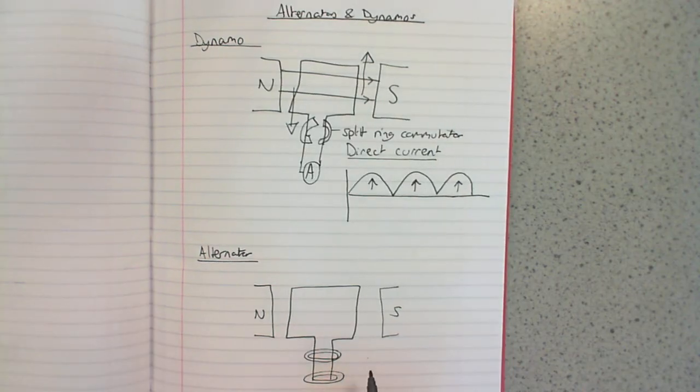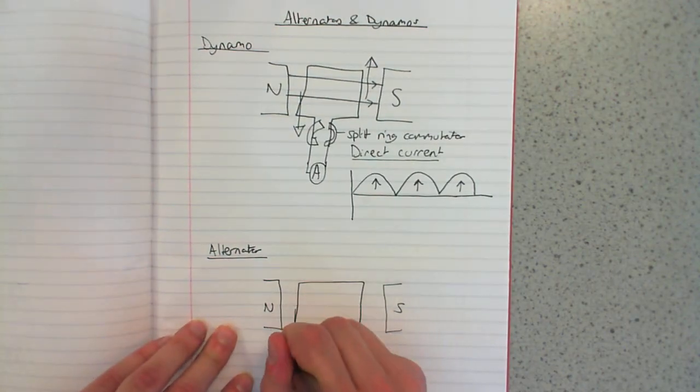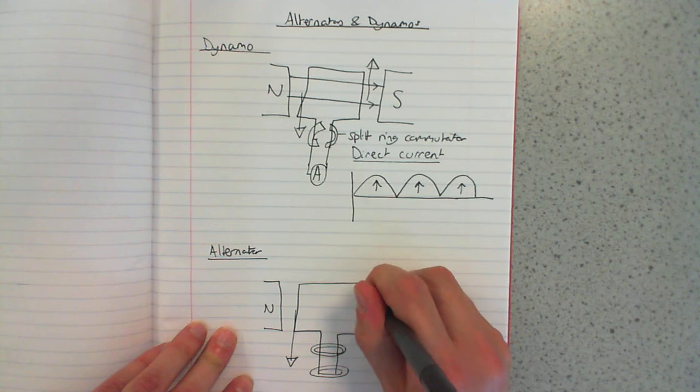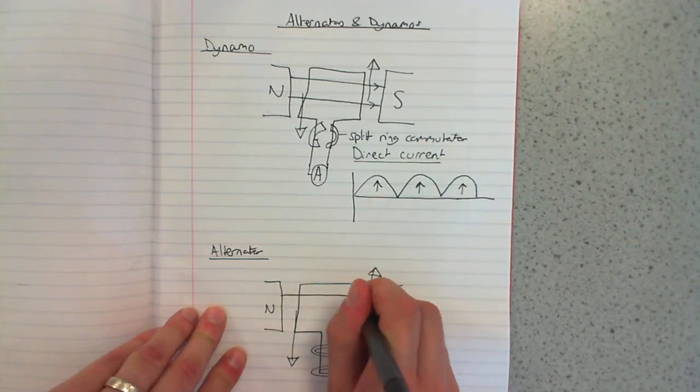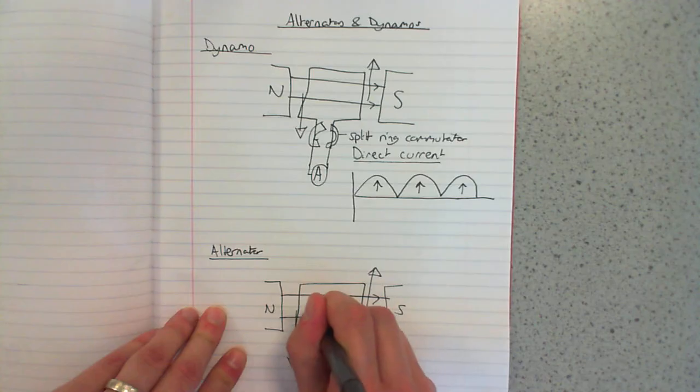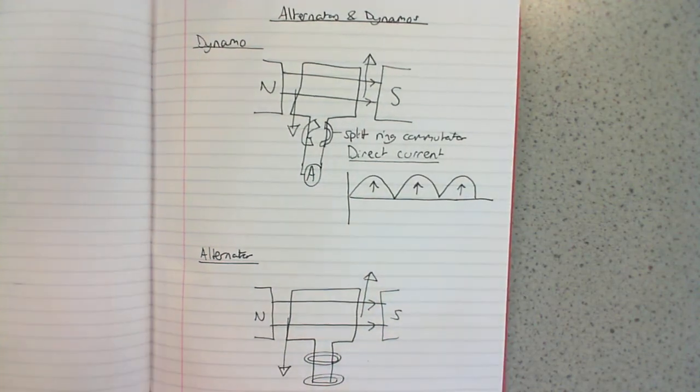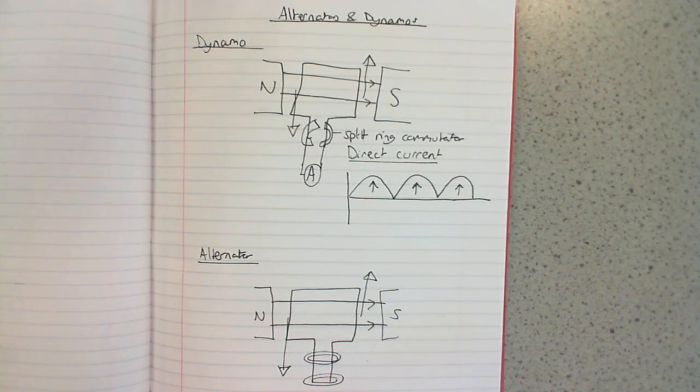And what we do is we mechanically rotate the coil. The coil breaks the magnetic field lines, which induces a potential difference. An induced potential difference, part of a complete circuit, generates a current, induces a current.